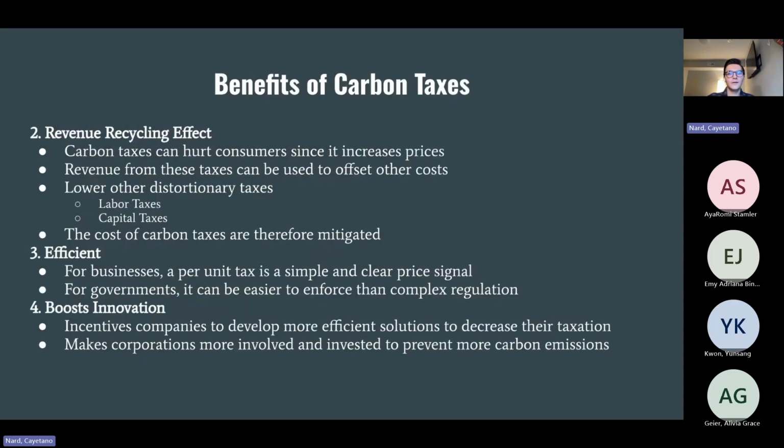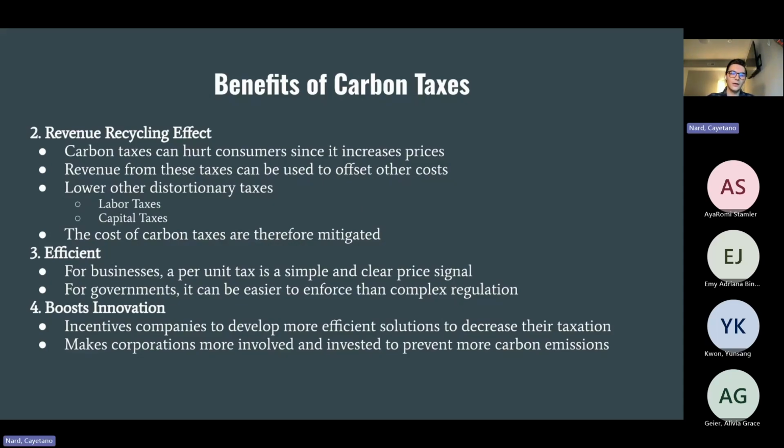If used properly, carbon taxes can create a revenue recycling effect. Carbon taxes can hurt consumers since they will increase prices and there will be increased costs. But if the revenue of these taxes can be used to offset other costs, for example, to lower other taxes like labor and capital, then the costs of the carbon taxes will be mitigated.